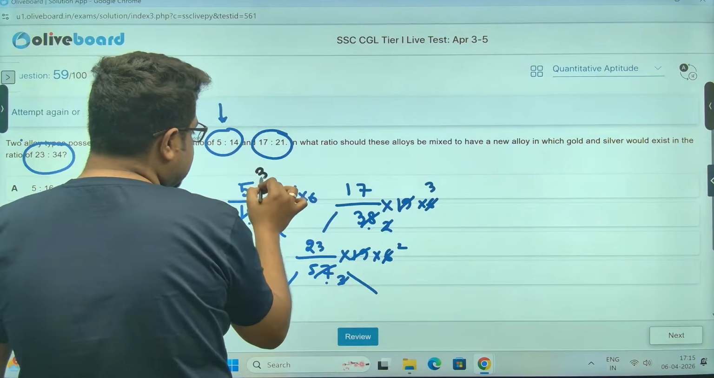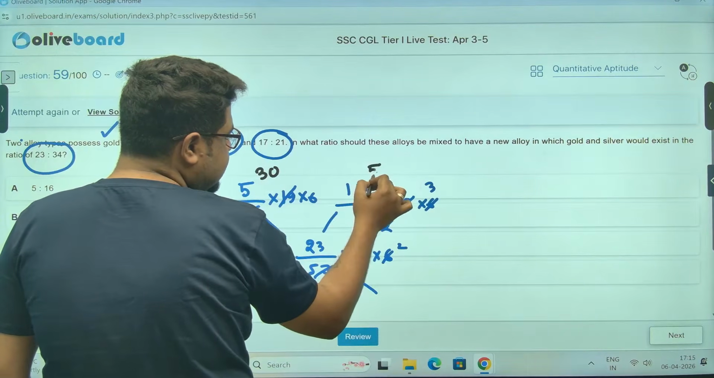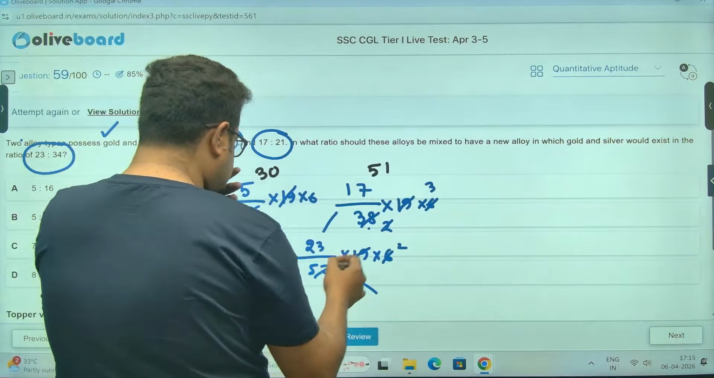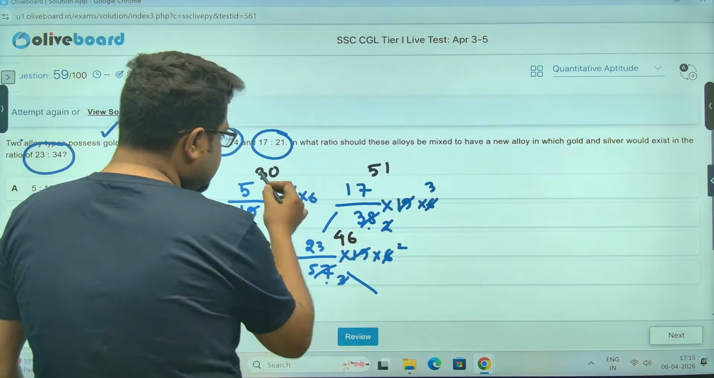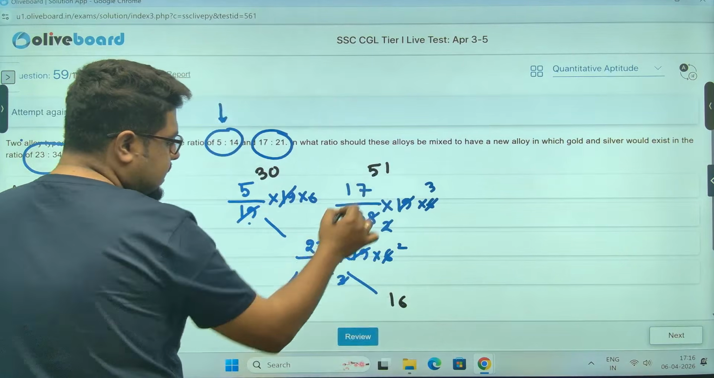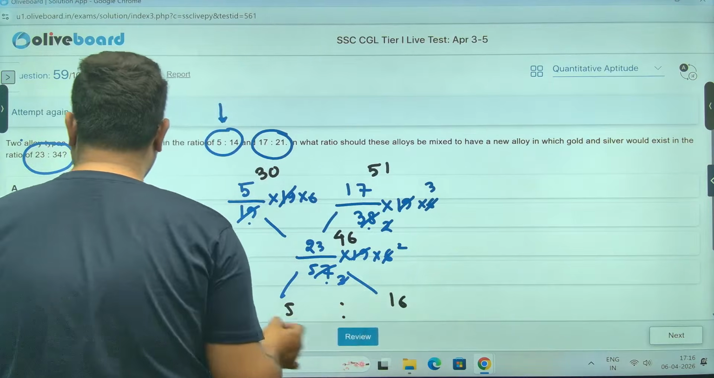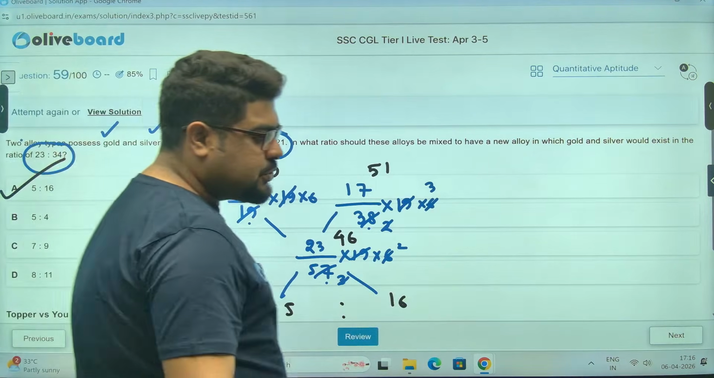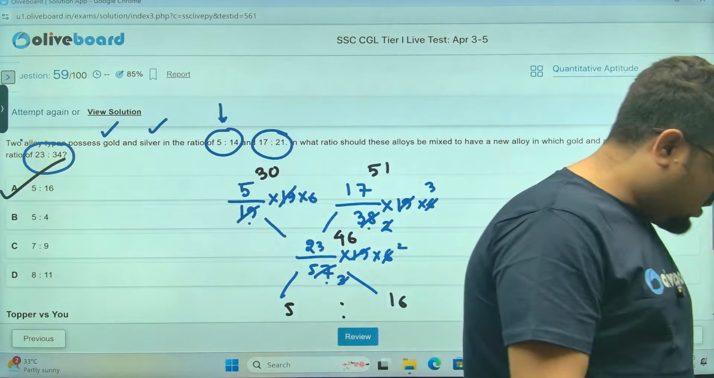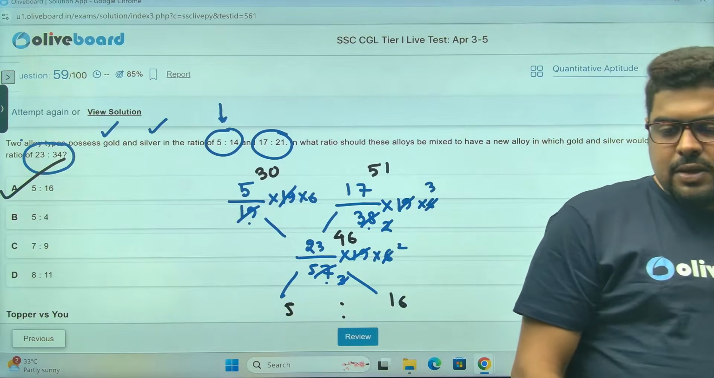So 5 sixes are 30. 17 threes are 51, 23 twos are 46. So 30 and 46, 16, and this is 5. So the ratio will be 5 is to 16, which is option number A. Which is option number A, sir. Without fail.